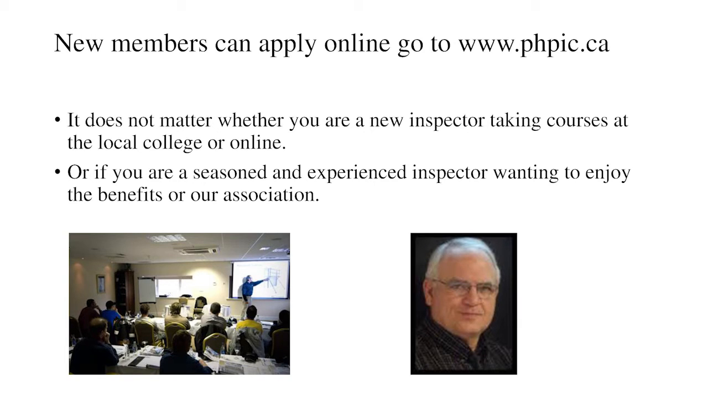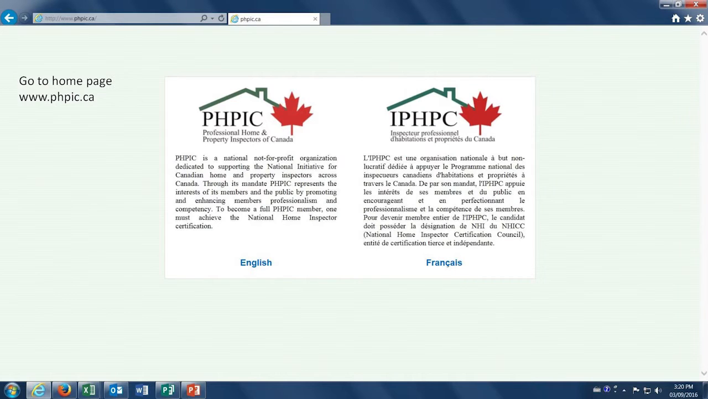So new members will start by going to page 2 of our slide here. They can see they go online to www.phpic.ca. It doesn't matter whether you're a new inspector taking college courses or online courses, or if you're a seasoned veteran inspector, you can come and join our association, get continuing education, and enjoy the benefits of the Professional Home and Property Inspectors of Canada. Good. Now we'll go to page 3, which is the home page, where you can choose either English or the French section. We're going to the English section today.